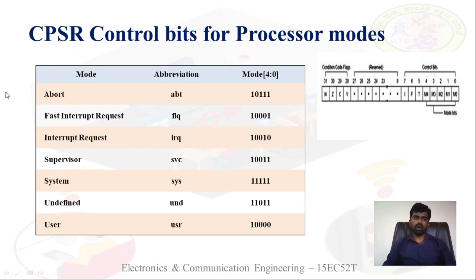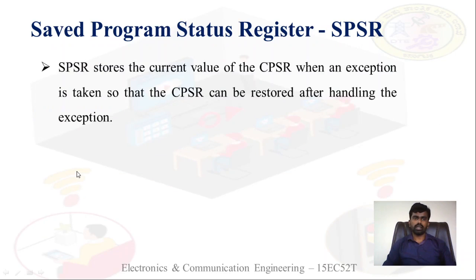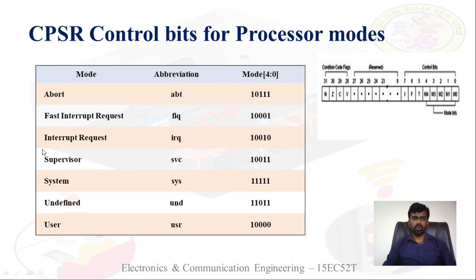All these modes have their own bit patterns. If these mode bits are 1 0 1 1 1, that indicates that the processor operates in abort mode. If it is equal to 1 0 0 0 1, that is the fast interrupt request mode. Similarly, these are the bit values, and these are the different processor modes in ARM.